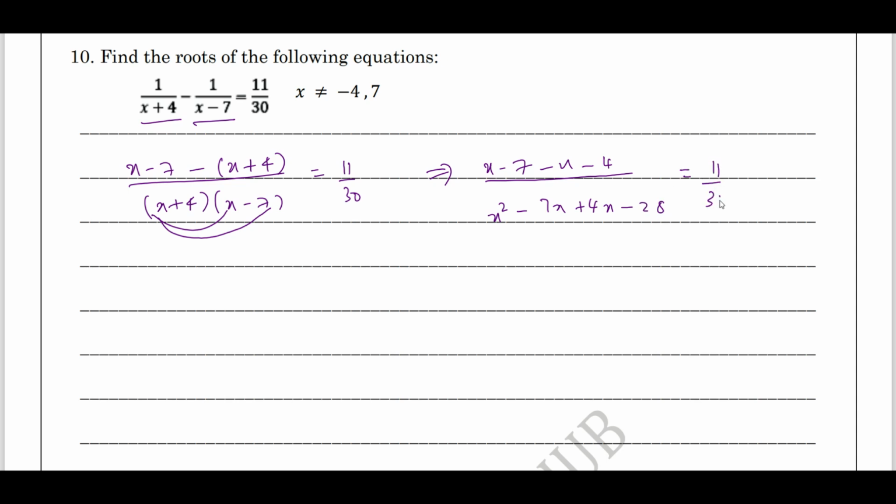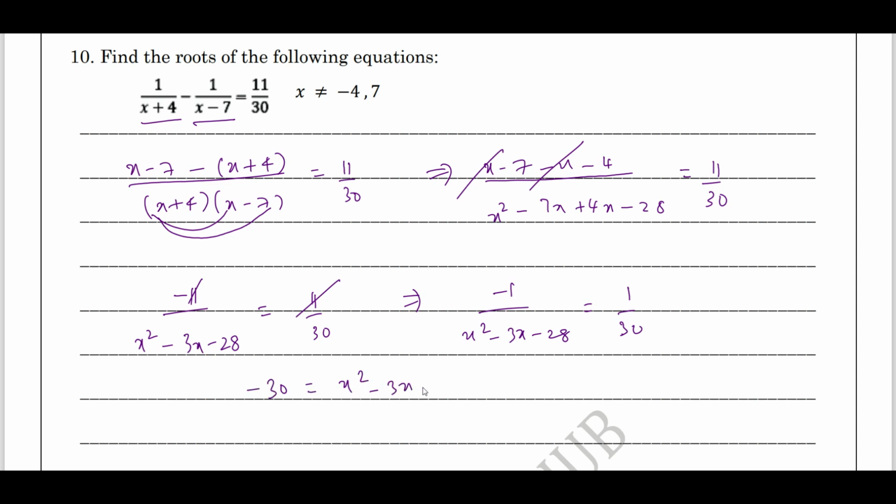Now x minus 7 as it is, minus into plus is minus x, plus into minus minus 4, whole divided by, now x into x, x square, minus 7 into x is 7x. In the same way, plus 4 into x is 4x, plus into minus minus 7 fours are 28 equals 11 by 30. Plus x minus x will cancel out, minus 7 minus 4 is minus 11, x square minus 7x plus 4x is minus 3x minus 28 equals 11 by 30 plus 11. 11 and 11 will cancel out. What I get is minus 1 divided by x square minus 3x minus 28 equals 1 by 30. Cross multiply, plus into minus is minus 30 equals x square minus 3x minus 28.